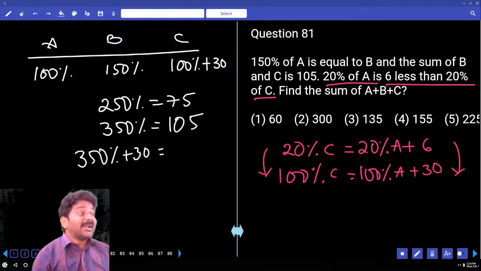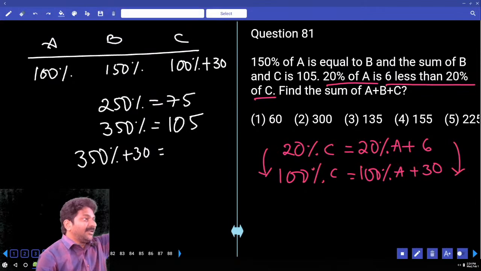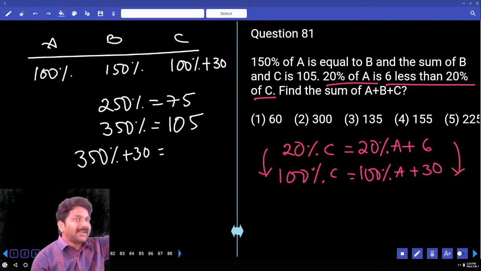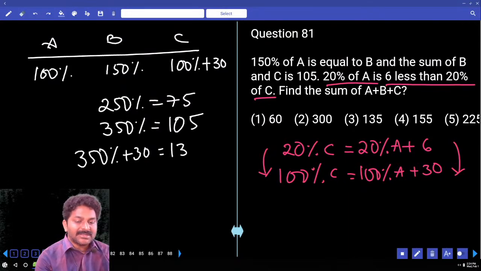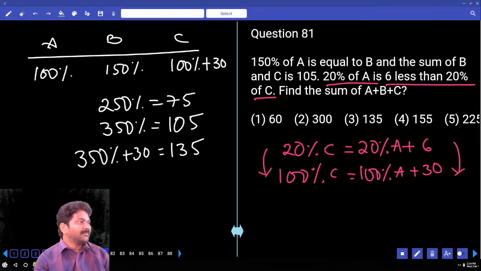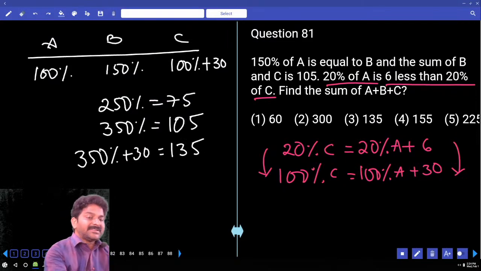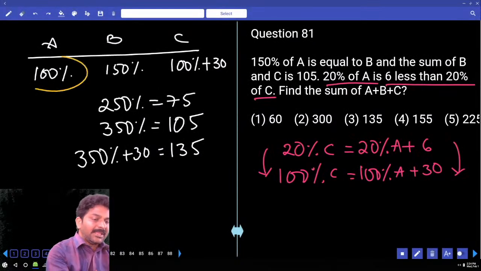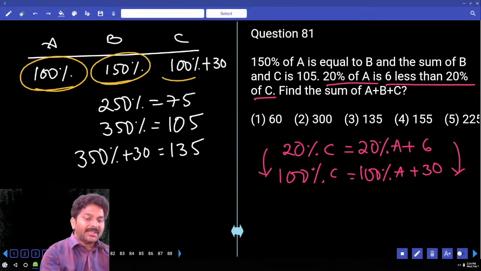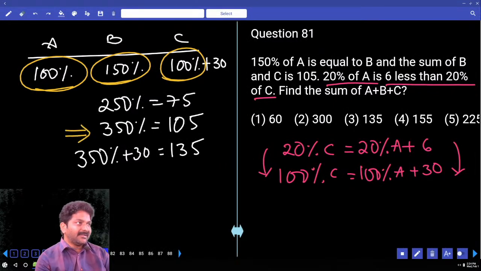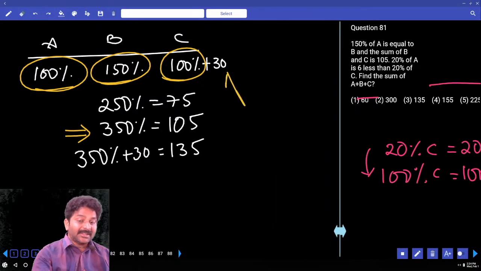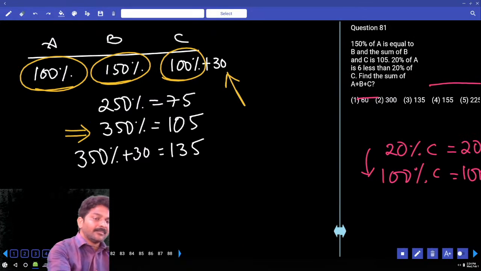105. But our answer is the sum of A, B, C. In A, B, C, earlier we considered only the percentage. But 30 more needs to be added, right? If you add 30 more, the answer is 135. In the first case, I considered only 100, 150, 100. That is why I am writing 350% here. When we were asked to calculate the sum of A, B, C, earlier we missed 30. So I am adding 30 also now.